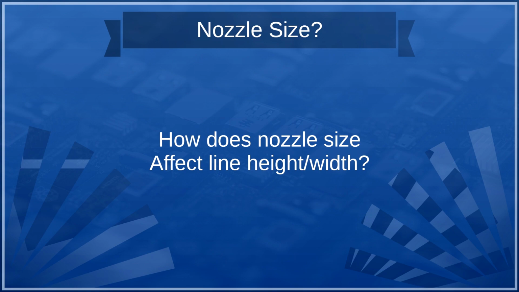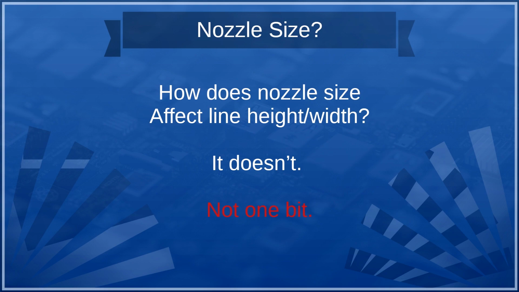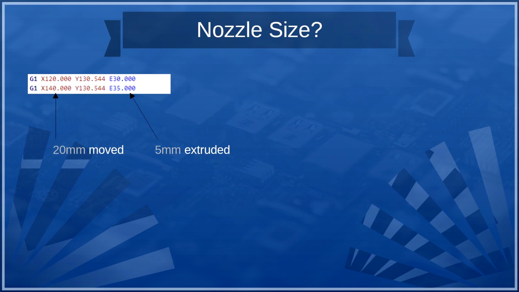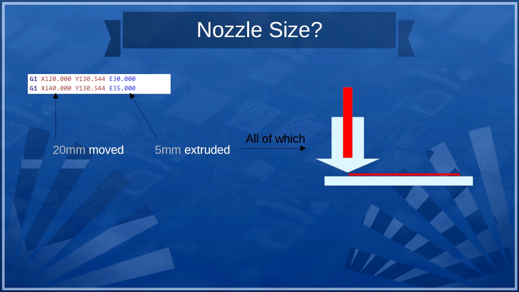Nozzle size has almost nothing to do with the extruded line. Think about it. The G-code is specifying that, to give an example, a travel move of 20mm needs 5mm of filament extruding, all of which will be pushed through the nozzle. How much filament is extruded is constant, regardless of the size of the nozzle opening. The filament has nowhere else to go.